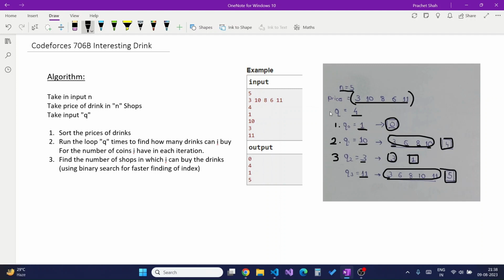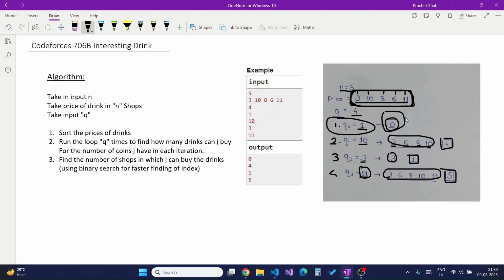So one thing which comes to mind here is for each consecutive day, he has to find how many bottles have a price less than or equal to his coins, and that is the answer for each day. For that, he needs to traverse the array every time for every day to find the total number of bottles. First he'll check whether 3 is less than 1, 10 is less than 1, 8 is less than 1, 6 is less than 1, 11 is less than 1. Then he will give the output as 0.